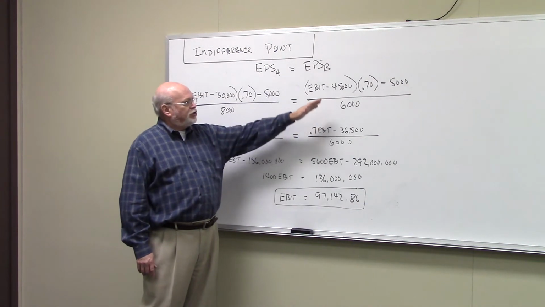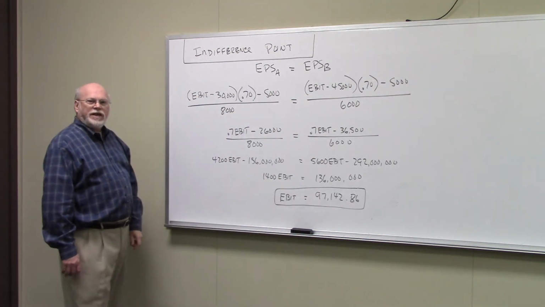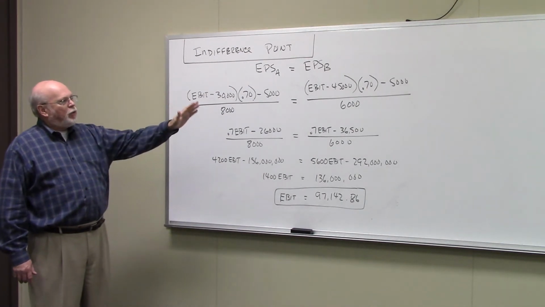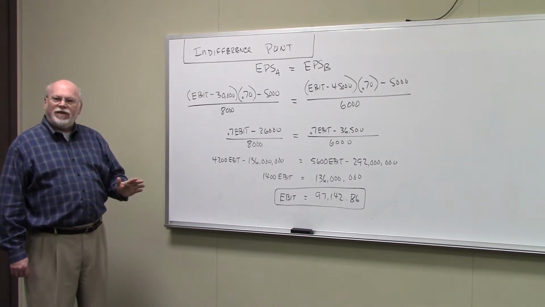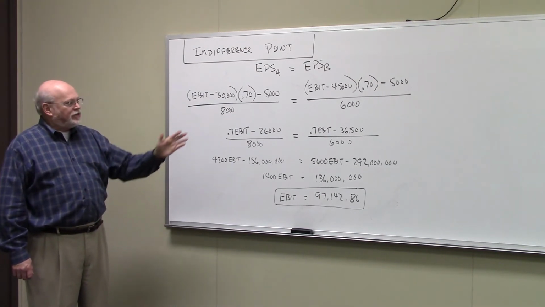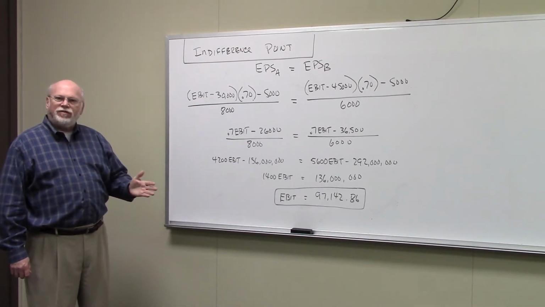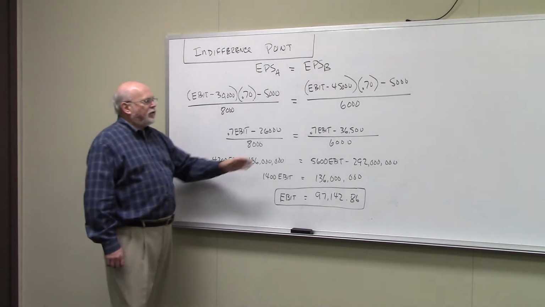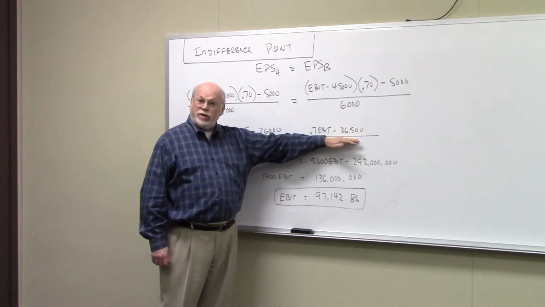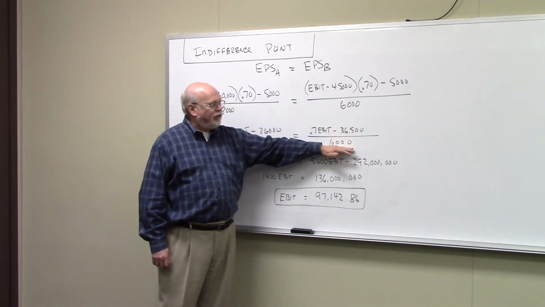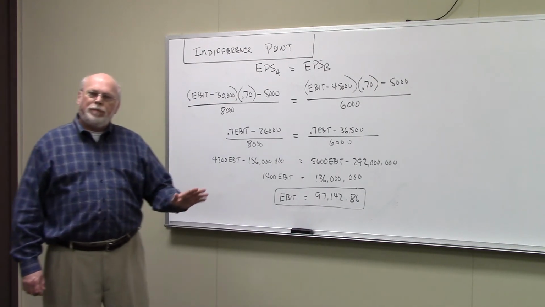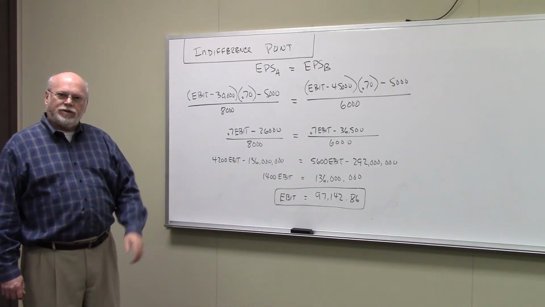And for capital structure B, again, 0.7 times EBIT would give me 0.7 EBIT. And if I took 0.7 times a negative 45,000 and subtract from that a negative 5,000, I end up with negative 36,500. So the numerator over here on the right-hand side is 0.7 EBIT minus 36,500. You divide that by the number of shares outstanding, which under capital structure B is 6,000 shares.